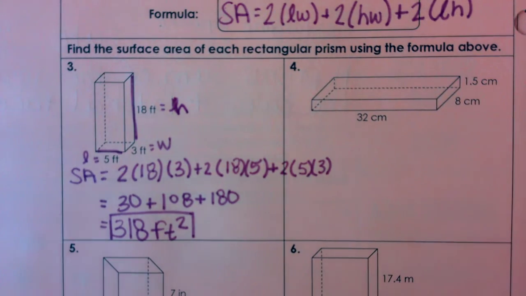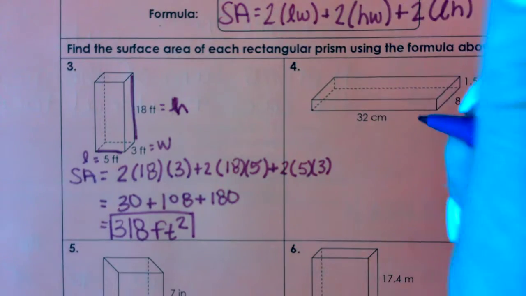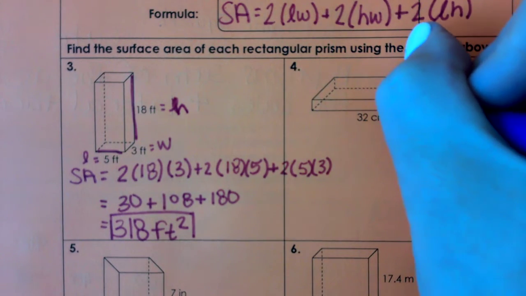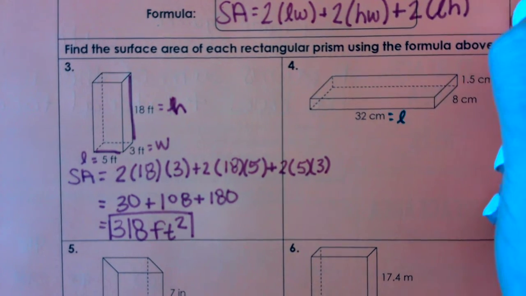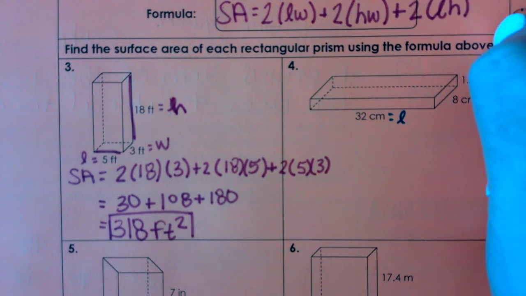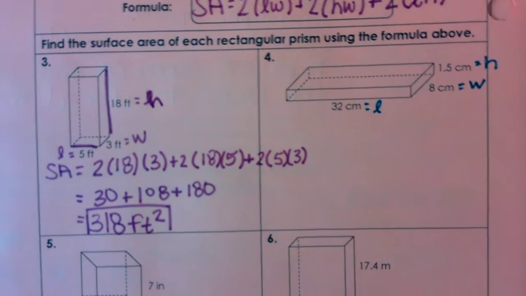Okay. So that can get a little tricky, it depends on how you follow this. We'll follow this the correct way now. So what's my length on this one? Height is how tall it is. Length is 32. And then the height would be 1.5, and my width would be 8.